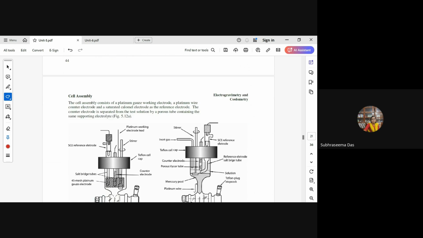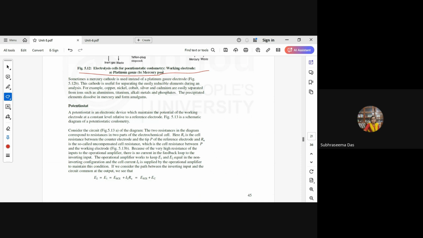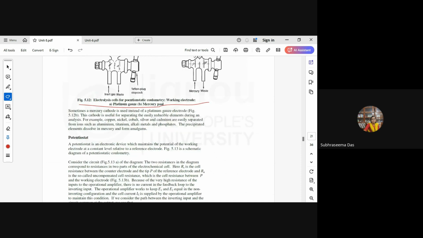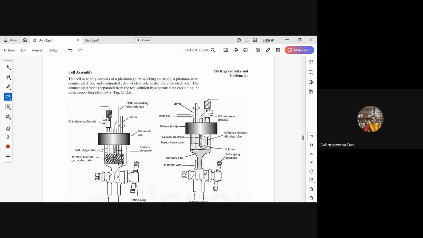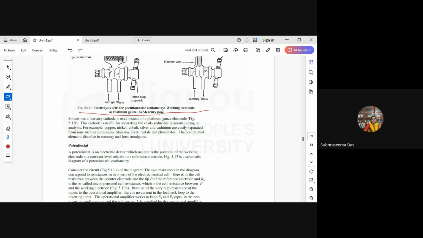The cell assembly consists of a platinum gauze working electrode, a platinum wire counter electrode, and an SCE, saturated calomel electrode, as the reference. The counter electrode is separated from the test solution by a porous tube that contains the same supporting electrolyte. Sometimes a mercury pool is used, as indicated in figure 5.12b. Copper, nickel, and cobalt can be easily separated by these processes using the mercury electrode, because they can be most easily deposited in the form of their amalgams.